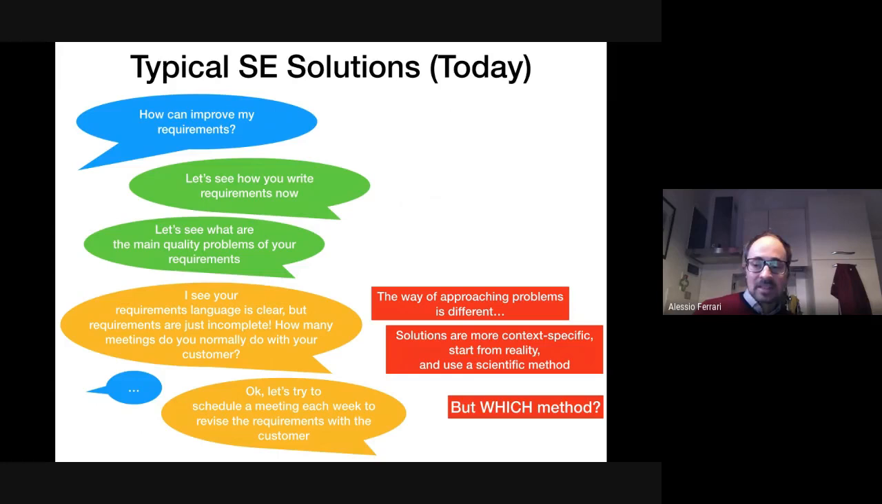So I may see that, for example, actually the requirement language is clear. So I don't need a language for making them less ambiguous, because everything is very clear. It's just that they are incomplete, because you probably didn't meet enough with the customer. So I am asking, how many meetings do you normally do with your customer?